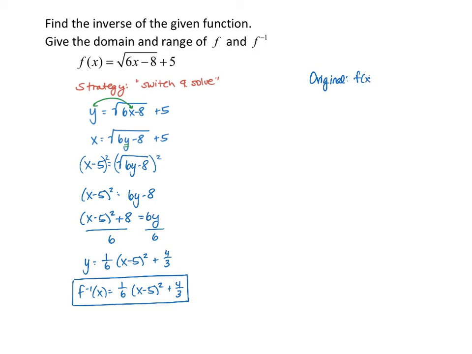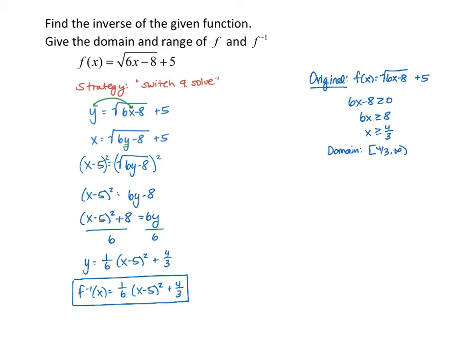So our original function, f of x, was the square root of 6x minus 8 plus 5. Now recall for a square root function to find the domain, we need to ensure that the expression underneath the radical is always greater than or equal to 0. So adding 8, that means 6x must be greater than or equal to 8. And dividing, and then reduce, x must be greater than or equal to 4/3. So the domain of this square root function goes from 4/3 to infinity.